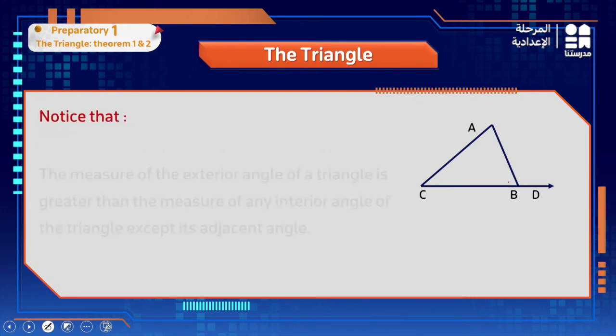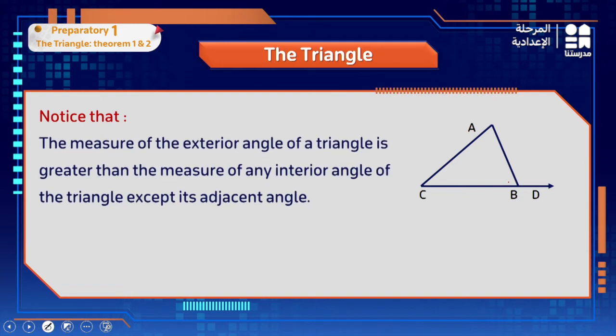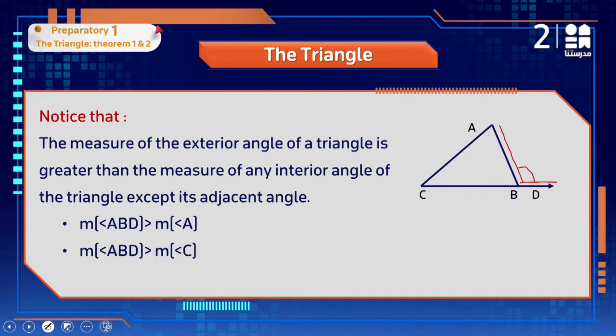Okay, notice that. The measure of the exterior angle of a triangle is greater than the measure of any interior angle of the triangle except its adjacent angle. So here we have the measurement of ABD is greater than the measurement of A, and also greater than the measurement of C. In this figure, it's greater than B, but it's not always.